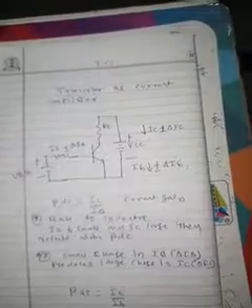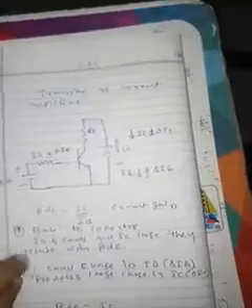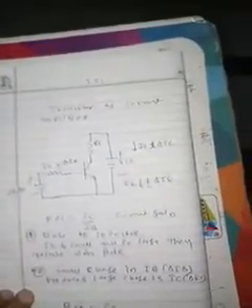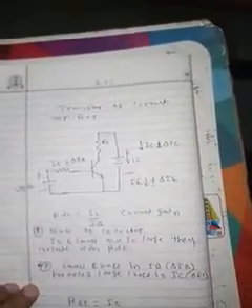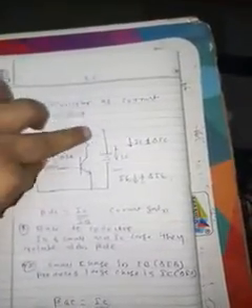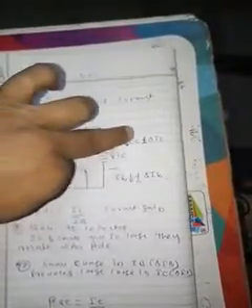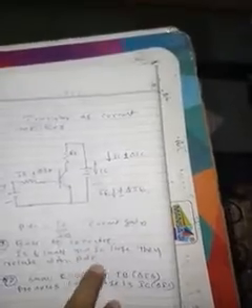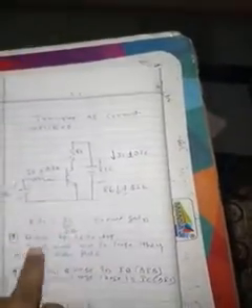Let us see the base to collector. The IB is small and IC is large. They relate with beta DC. IB is small here and the IC is large. They relate with this beta DC. This is the equation for beta DC. So IB is here, IC is there. The ratio of IC by IB is called beta DC.